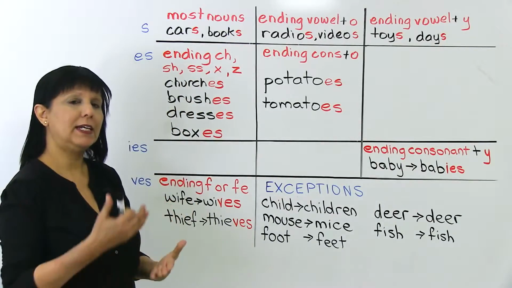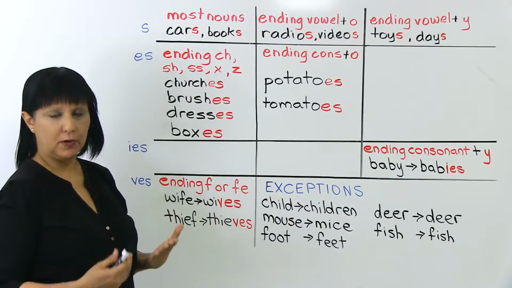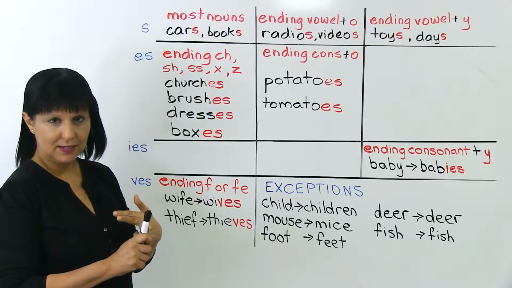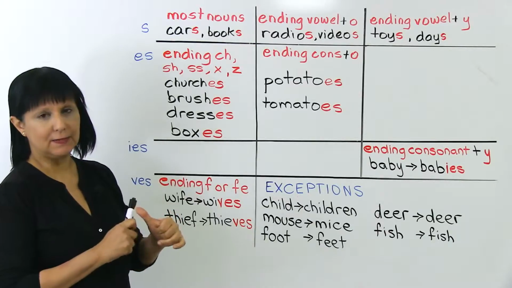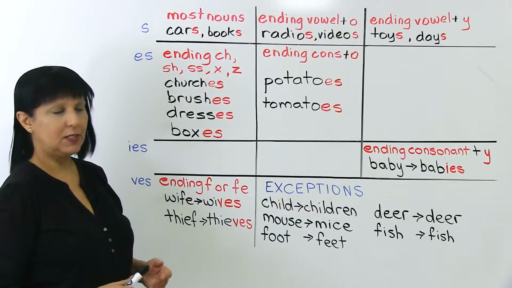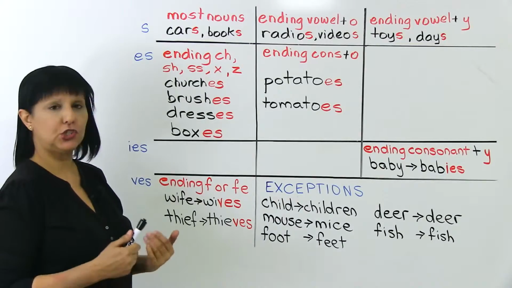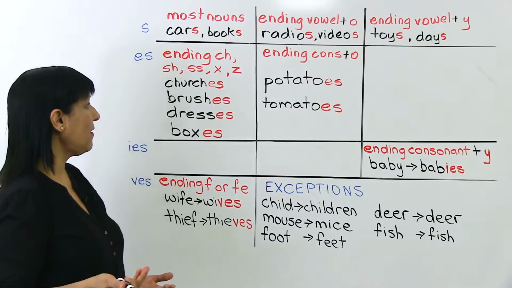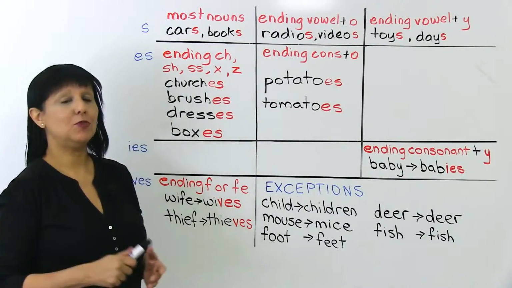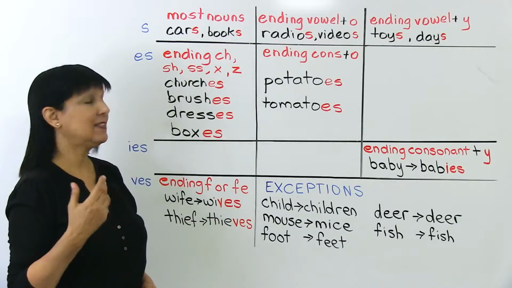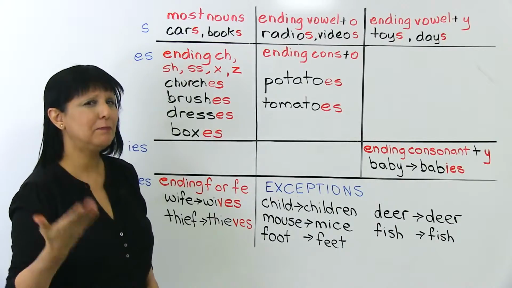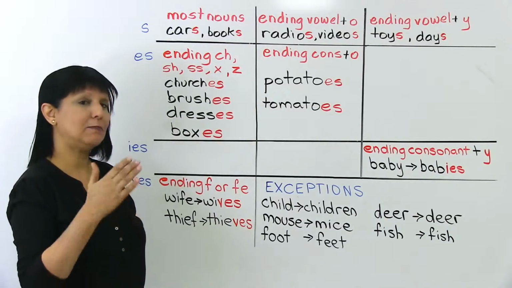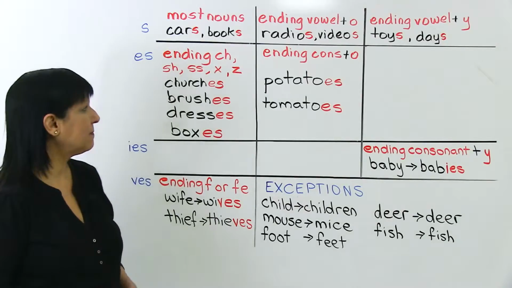Now, when do we add ES? When a word ends in CH, SH, SS, X, or Z. For example, churches, brushes, dresses, boxes, or buzzes. You can almost hear it, right? It doesn't sound just like an S, it sounds like a little bit more. And that little bit more is the ES. Churches, brushes. Okay, listen for that.